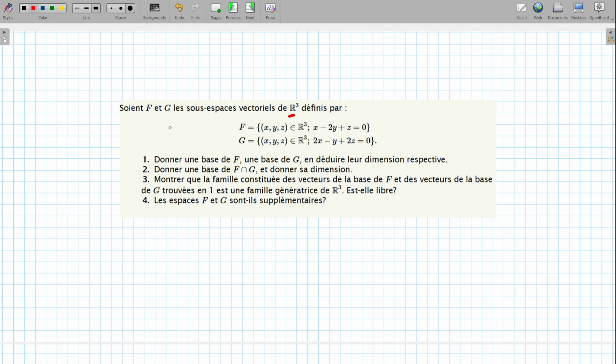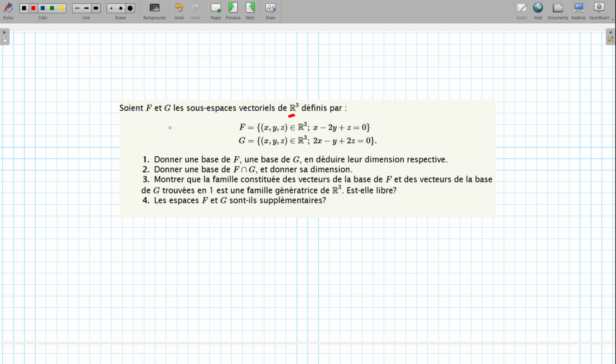Now, whenever you're given this kind of question, what you're supposed to do to be able to find a base of F or a base of G is to take a vector in F. If we're looking for a basis of F, we take a vector in F and see how that vector is going to be decomposed.